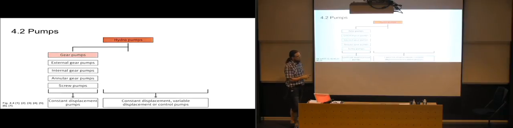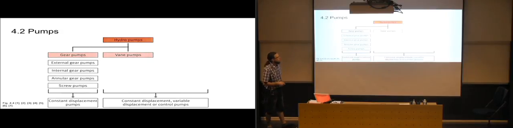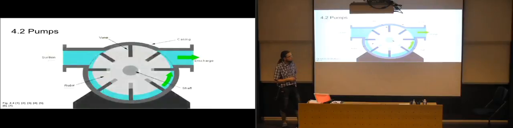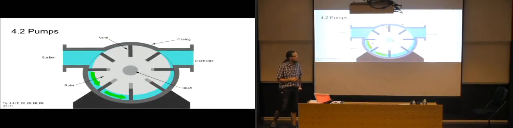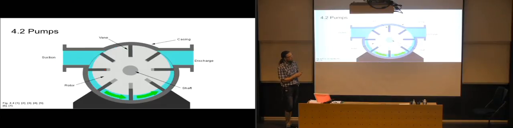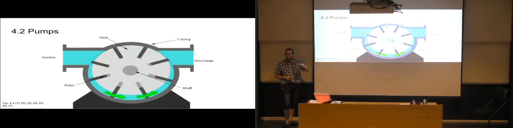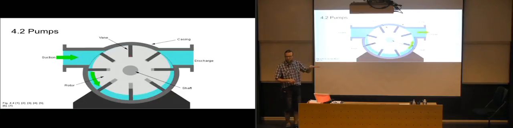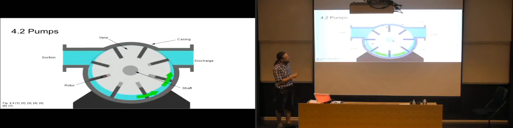The second branch goes down to constant displacement, variable displacement, or control pumps. So this can be any of the types. Here we have vane pumps. They have a rotating disc in the middle, and then they have vanes or wings, you might call it, just like on a fan almost, that will extend.